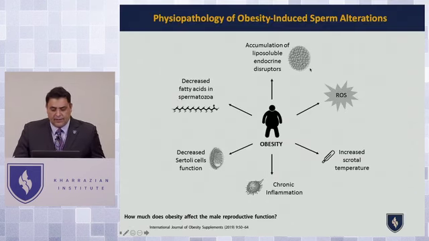Now, when you look at the main mechanisms that impact obesity and reproductive function, this is an illustration that was published in a study, How Much Does Obesity Affect Male Reproductive Function? You can see there's decreased Sertoli cell function. Adipokines create inflammatory responses that destroy the cells that make sperm. Chronic inflammation. There's more scrotal temperature because of the body fat, which has an impact on sperm. There's increased reactive oxygen species. And body fat is where you store endocrine disruptors, so there's increased storage of endocrine disruptors that get released. And then decreased fatty acids in spermatozoa, mostly related to an inflammatory diet.